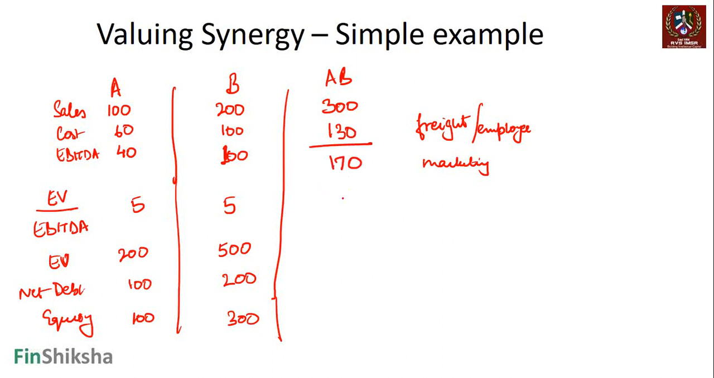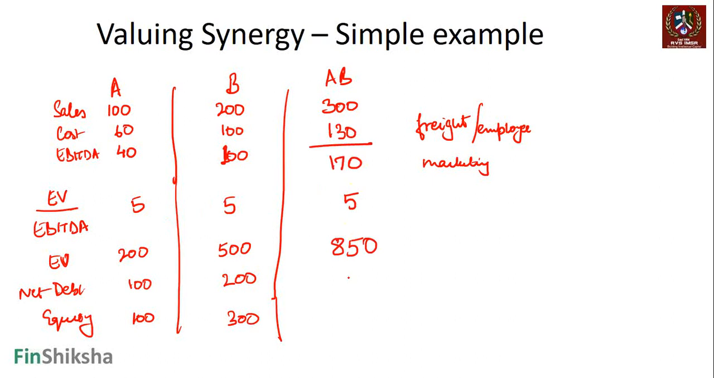Because of this, you can also assume an expansion in multiple, but we are not expanding that here. So let's assume the same multiple applies. So your enterprise value to EBITDA is 5, EBITDA is 170. So what will happen is your enterprise value is 850.